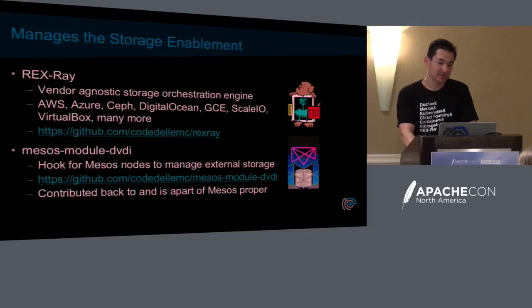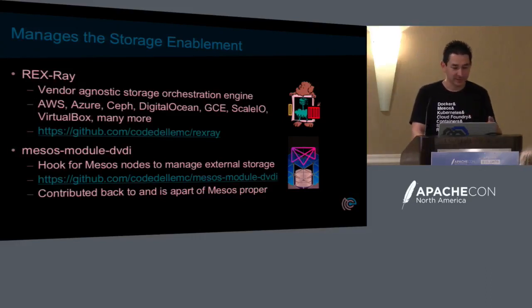So this framework installs a software-based storage platform. It also installs the following components: RexRay, which is open source. It's a vendor-agnostic storage orchestration platform. If you have something like Docker or Mesos and you want to provision storage, this provides you the mechanism to do that. It supports AWS in the form of EBS volumes, EFS, DigitalOcean, GCE, and Scale.io. So that's why it installs this.